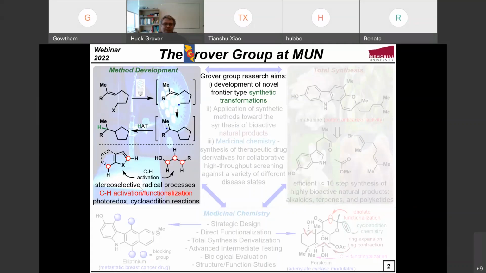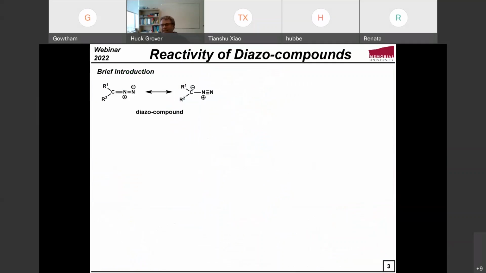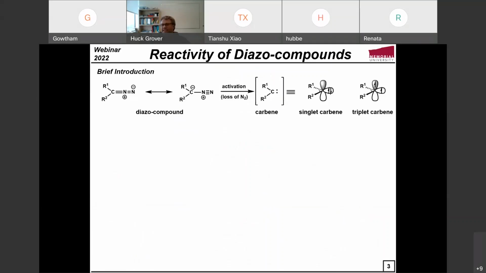One of the ways that we have been able to achieve this goal is through utilizing the diazo compound. For those of you who are maybe a little less familiar with this class of organic molecule, it's a neutral dinitrogen containing molecule, which has been shown to be a very versatile reagent in organic synthesis. One of the reasons for this is that it undergoes relatively easy loss of dinitrogen to generate a carbene intermediate. And carbenes can take different forms.